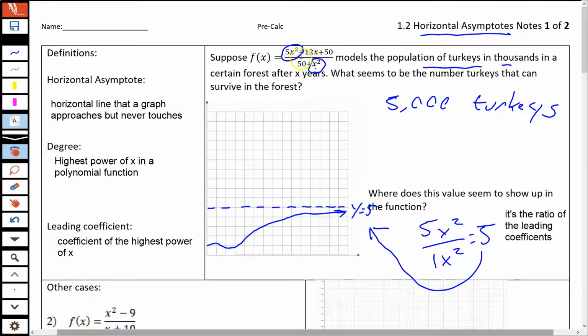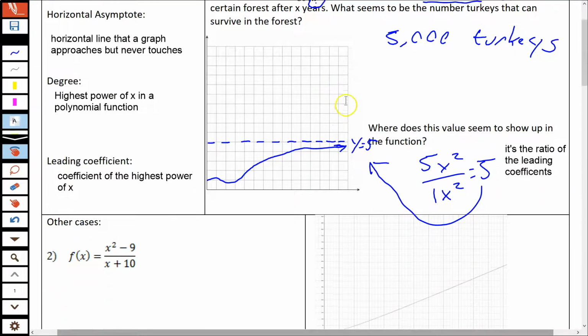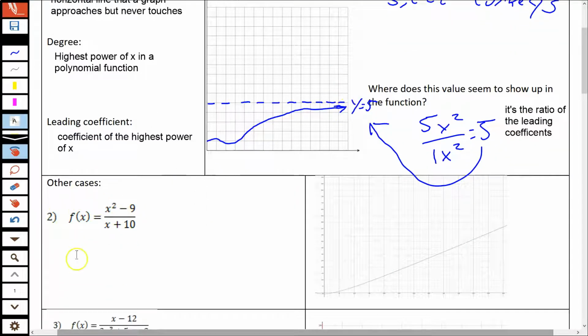Now in this case, we had equal powers of x, right? So we have x squared and x squared. What if they were different? So here's another case. We have x squared minus 9 over x plus 10. So notice we have x squared on top and x on the bottom. I've given you here the graph of f.